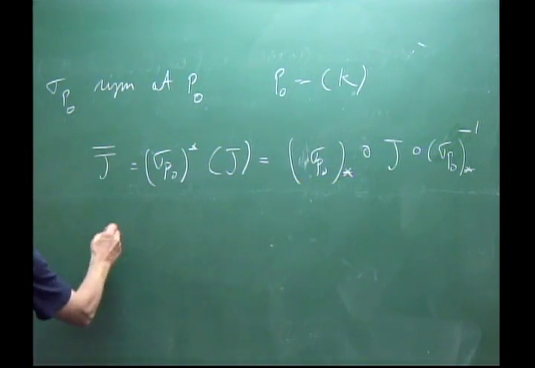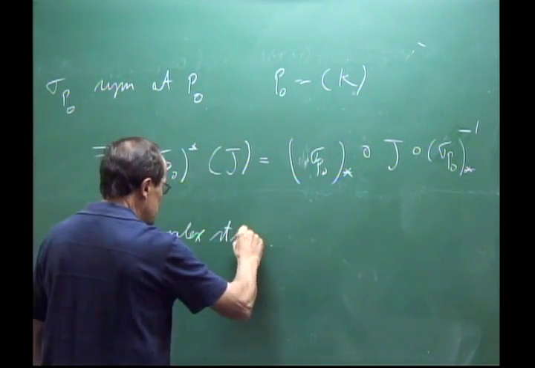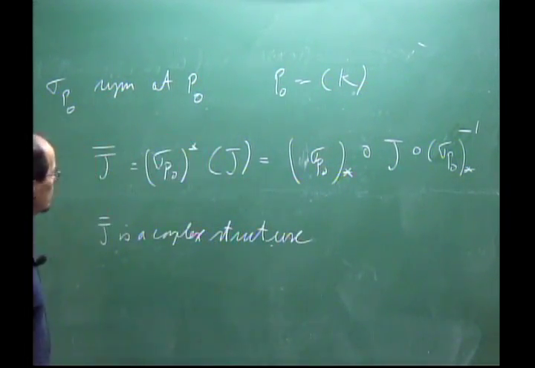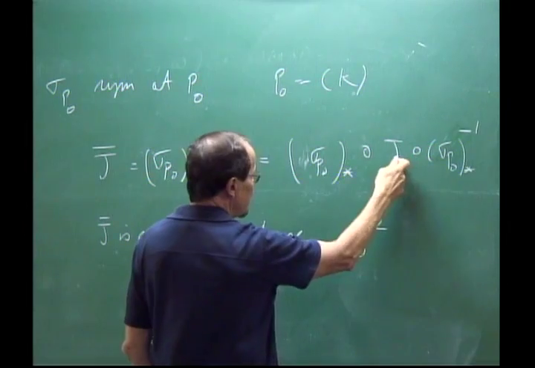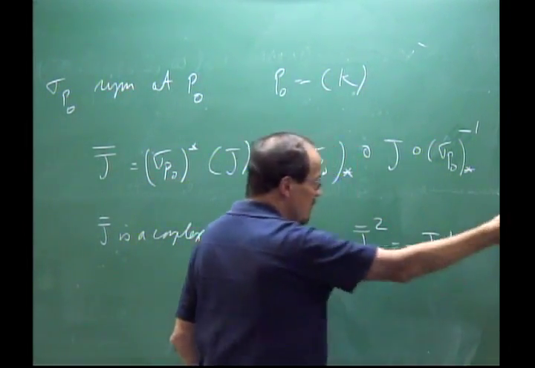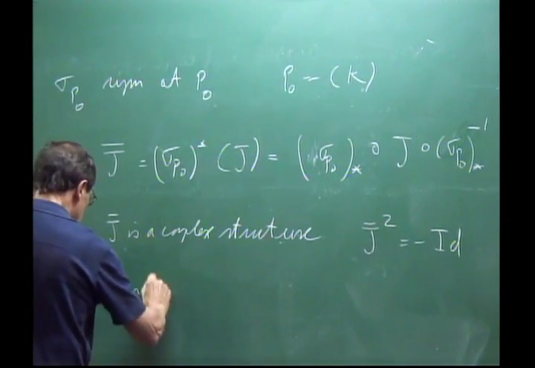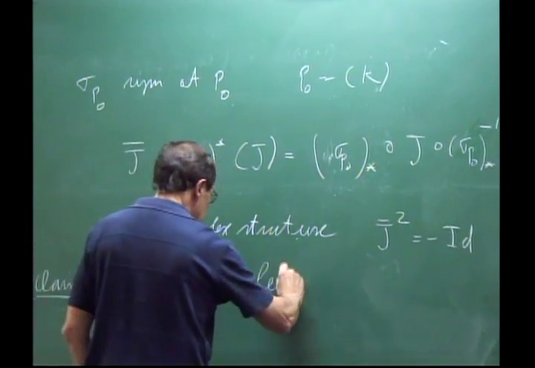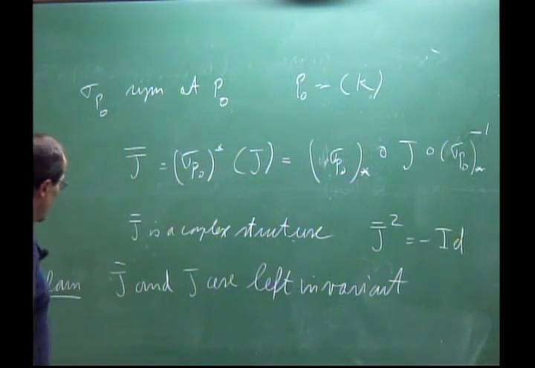So I claim that J bar is again a complex structure. Right, that's clear. If I square J bar, this cancels in the middle. J bar squared is minus identity, so I get minus identity again, just like over there. So I have another complex structure, which comes from a complex structure J. And now the claim is that J bar and J are left invariant. And so let's assume this claim for a moment.